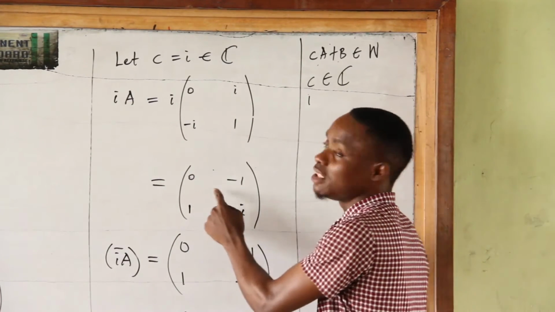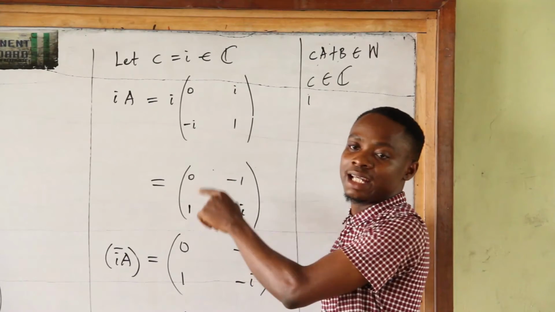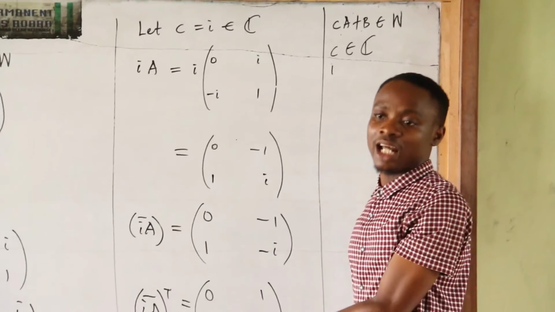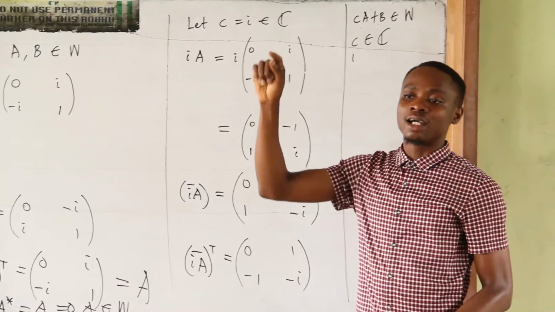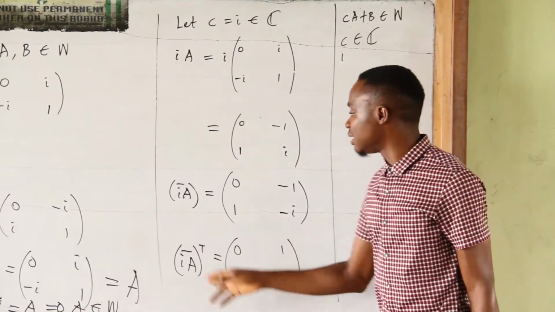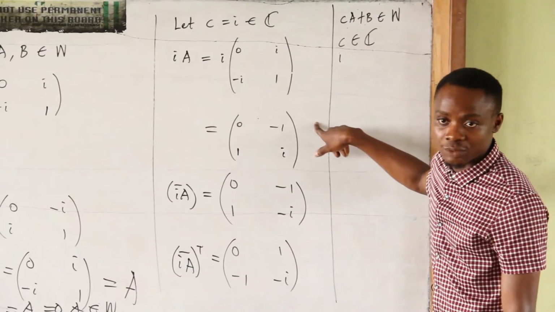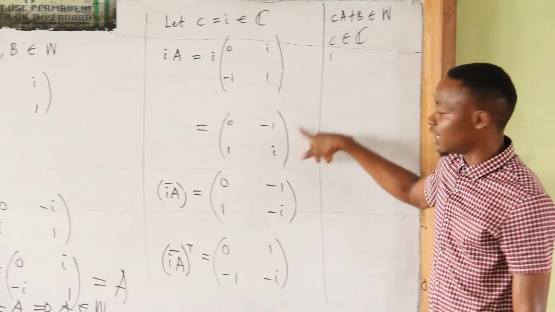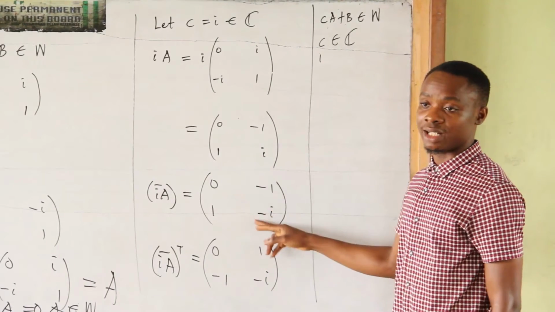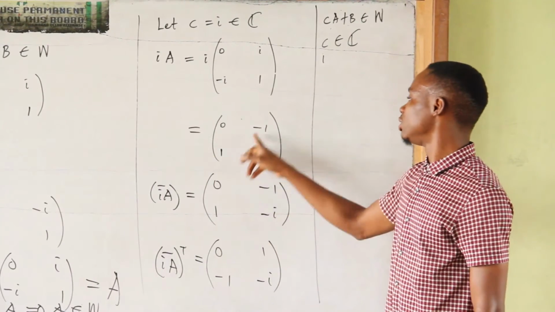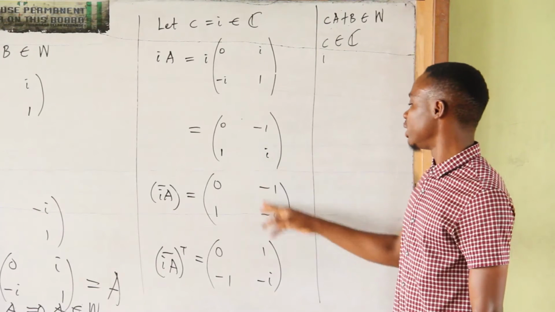So I want to find out if this result is a Hermitian matrix. And how do I find out if it is a Hermitian matrix? I will take its conjugate, transpose the result, and see if it is equal to what I started with. Does that make sense? So that's what I have done here. Take its conjugate, you will get this result. The conjugate of this is 0, this is minus 1, this is 2, 1, this is minus i.